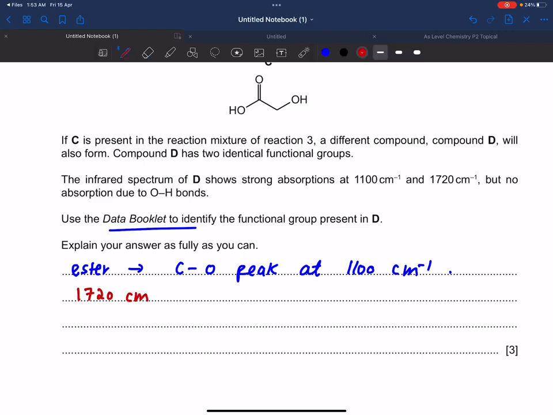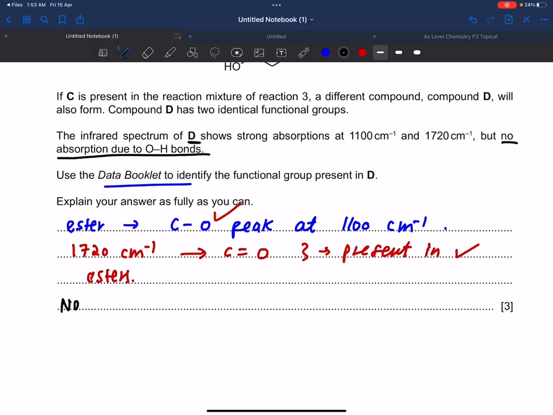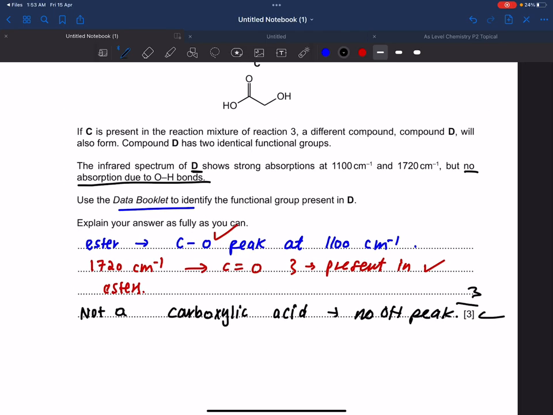Okay, so that 1720 per centimeter absorbance is of what? That is of carbon-carbon double bond. That is also present in esters, right? Present in esters. Now you can't call it a carboxylic acid. Why? Even though this might be present in carboxylic acid, it's not a carboxylic acid. Why? No absorption due to OH in D. It is not a carboxylic acid. No OH peak. 3 marks. You get your marks here. I'll write all of that.